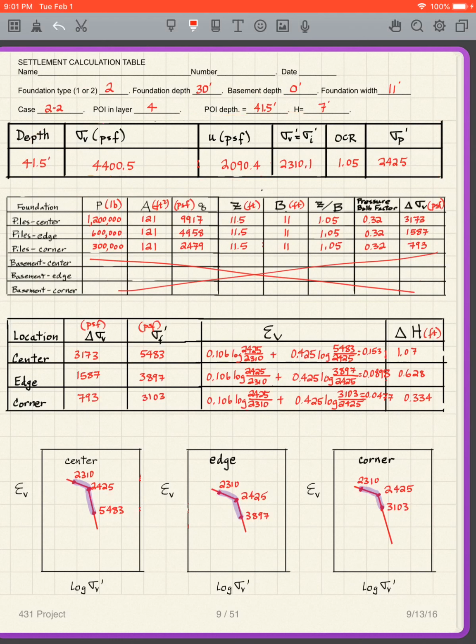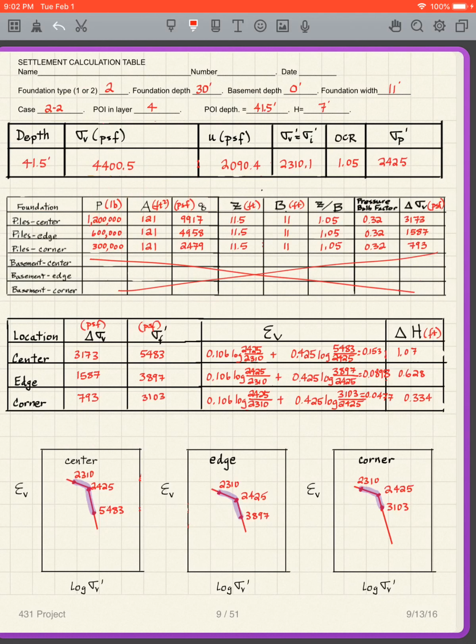Now we look at the load of each column. I look at the load of a center column. We calculated 1.2 million. I look at the load on an edge column. It's 600,000. I look at the load on a corner column. It's 300,000. I'm giving it to you that the foundation width is 11 for these, so its area is 11 squared, which is 121. I take P divided by A. That gives me the Q.